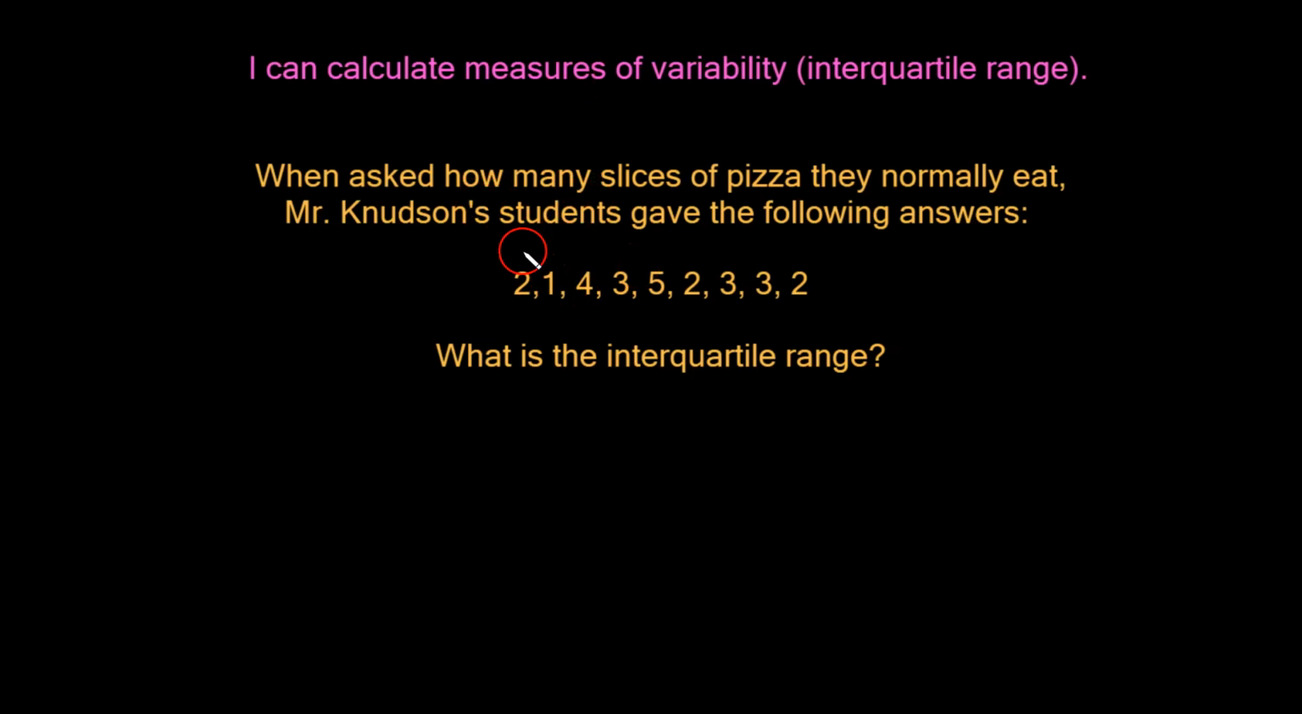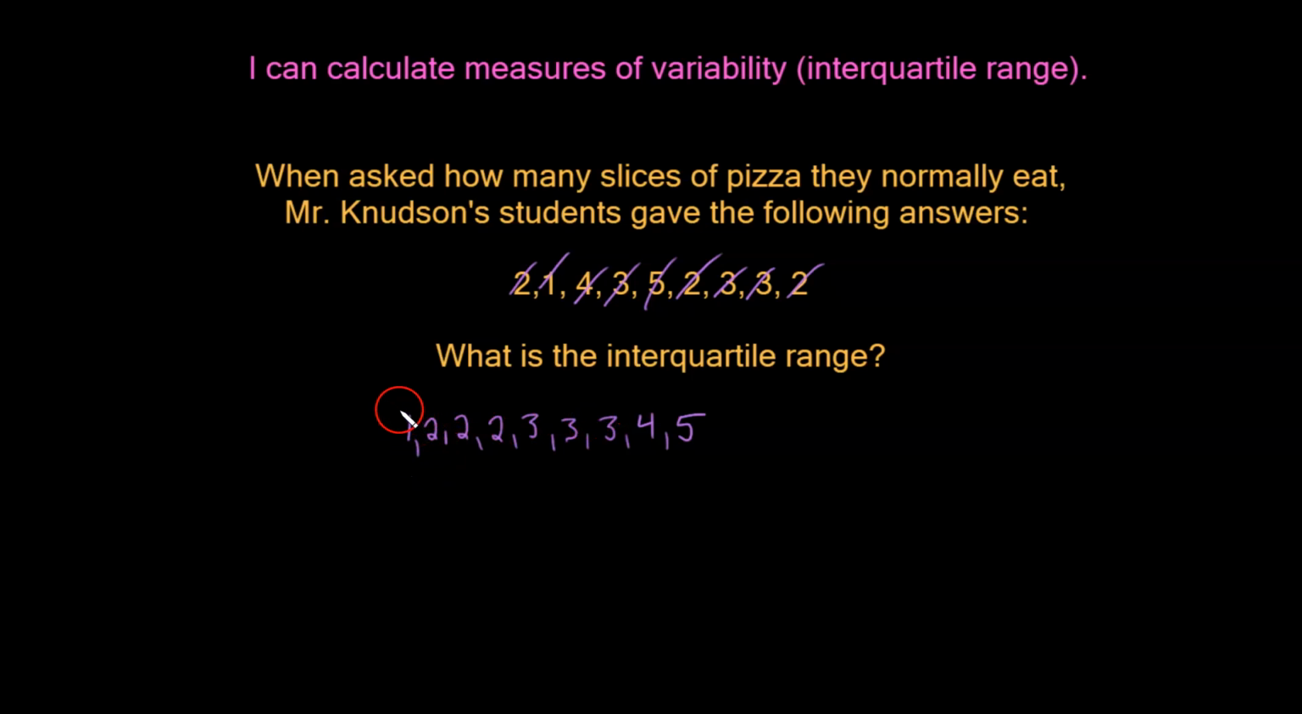So the first thing we need to do is order this data set from least to greatest. So we'll start with a 1, and then 2, and another 2, and another 2, then a 3, and another 3, and another 3, and a 4, and a 5. Now that we have our data set in order from least to greatest, first of all, we need to find our median of this data set.